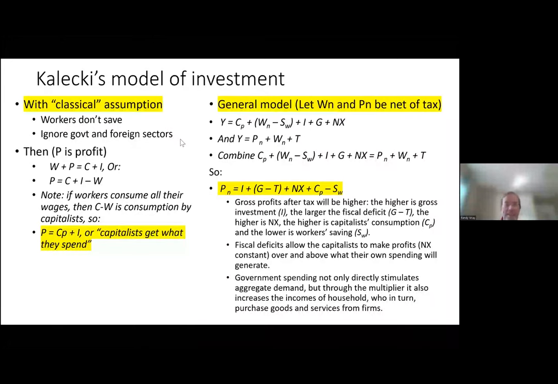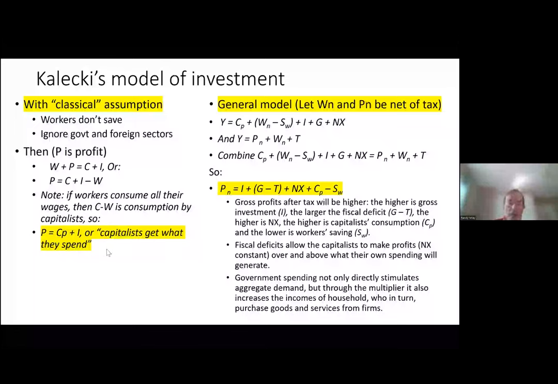Okay, we better move. Okay, Kalecki's model of investment. The only reason I want to present this is because of the profits equation, because I'll need that later talking about Minsky. Probably most people are familiar with it. If you start at the aggregate level with GDP equals income, you can balance the spending side and the income side and get down to the profits equation. In the simple model with no government and no foreign sector, profits are identically equal to consumption out of profits plus investment.